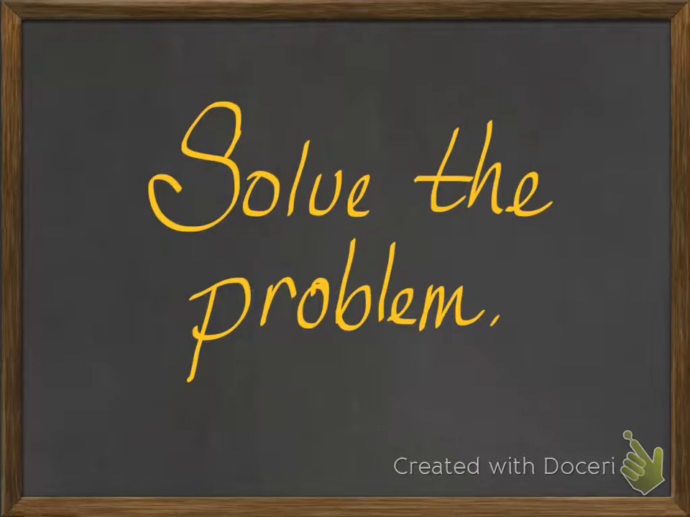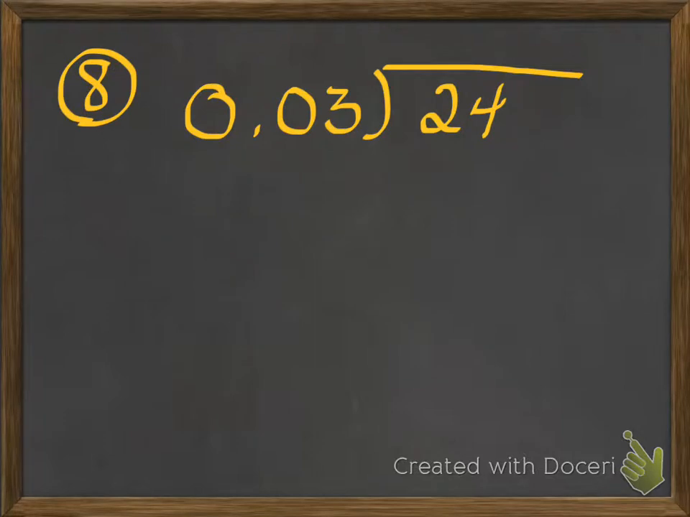Now, you're going to solve the problem. So first you're going to estimate, then you're going to multiply both numbers by powers of 10, and then solve the problem. Okay? So here's your first one. You have 24 divided by 0.03.